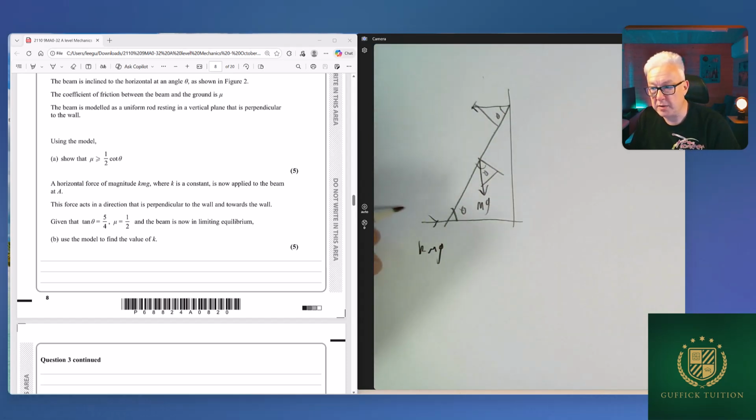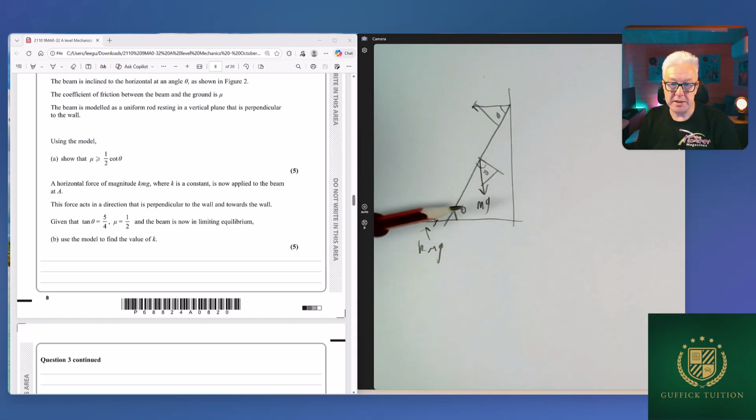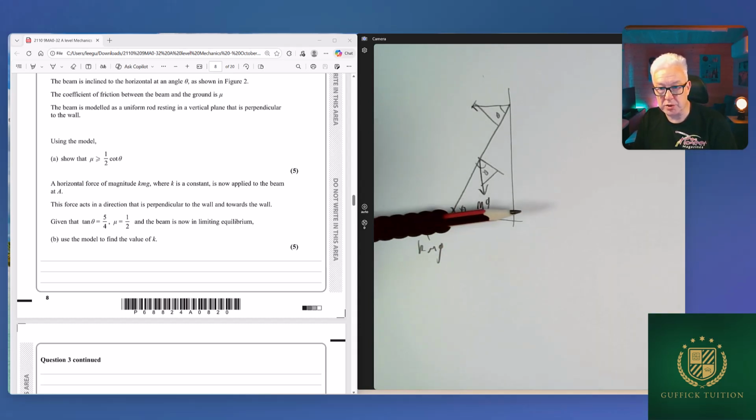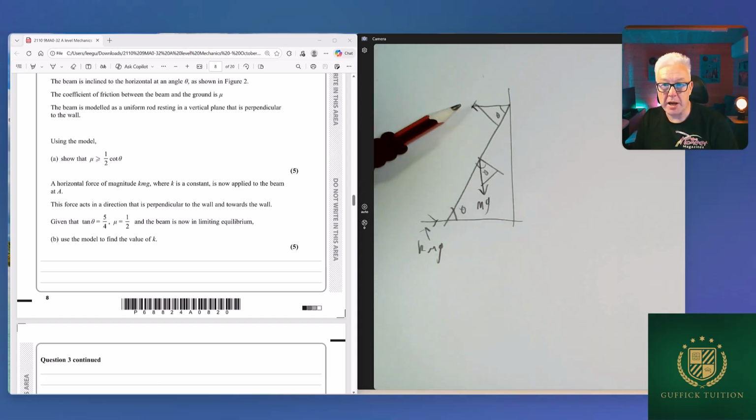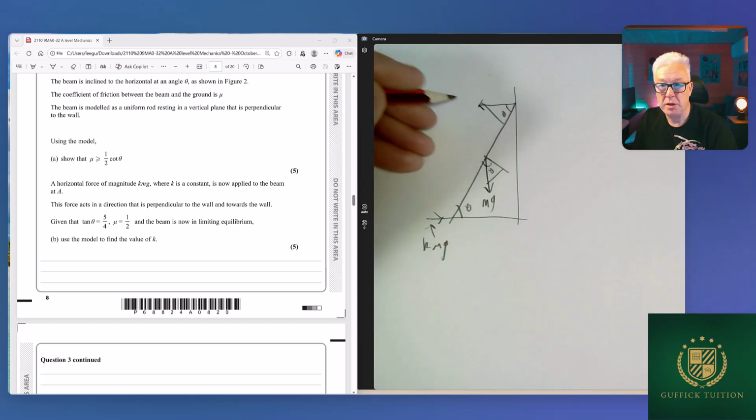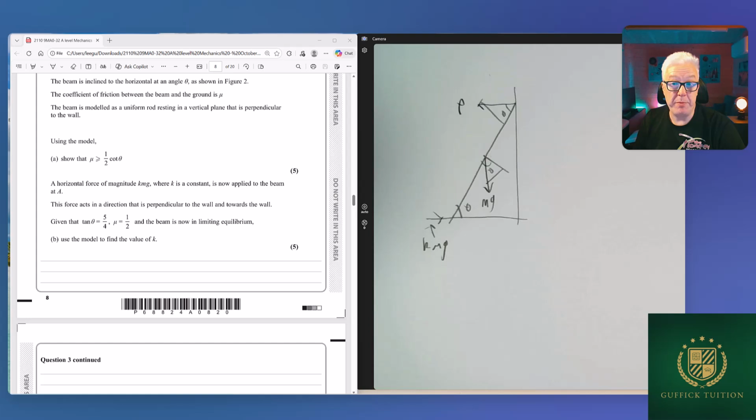Now, what would I say? We've got this kmg there pushing towards the wall. Because there's a component of the force pushing towards the wall, this normal reaction up here will now have changed. It's not the same one that it was before. So I'm going to call that P now. It's going to be bigger because we've got an additional force pushing the ladder towards the wall.